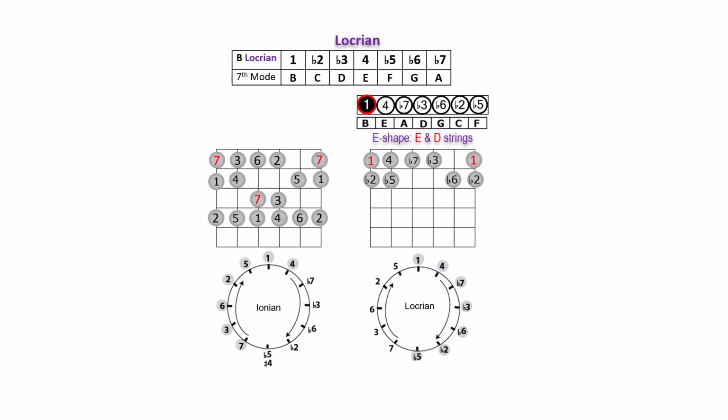Moving up a tritone from flat 5 to 1 repeats the fourths closest to the D string root in the E shape.